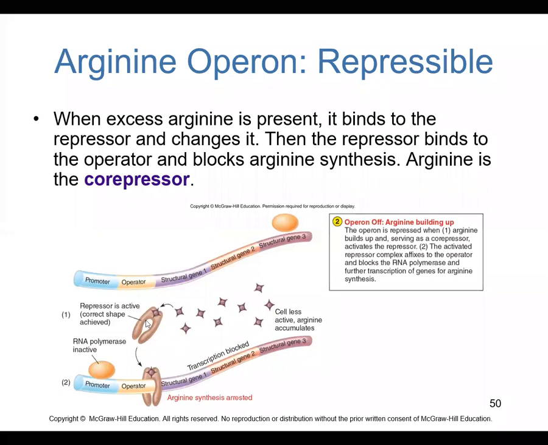Right here, you see the arginine is binding to the repressor. So it acts as a co-repressor, because you need both of them. And it blocks the RNA polymerase from copying those genes. So it stops the protein synthesis because you have plenty of the product. You don't need any more. When that product gets used up, then it'll release it, and you'll start making more of those proteins to make more of that product.